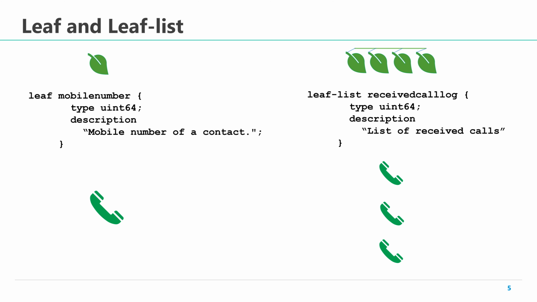Let us move on to the next type, which is a leaf list. As I just described, a leaf list is just a list of values of the same type. Taking another mobile phone related example, if we have to list the mobile phone numbers from which we received calls, we could call it received call logs and just make it a leaf list. So if one mobile phone number is a leaf, a list of mobile phone numbers can be described as a leaf list.